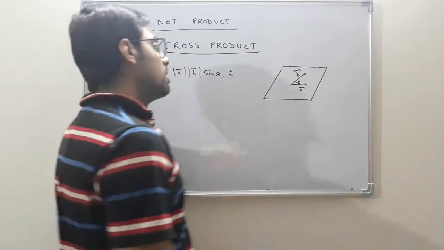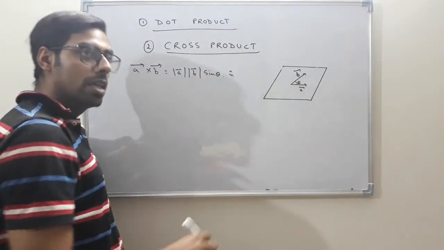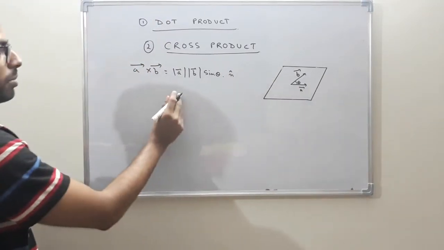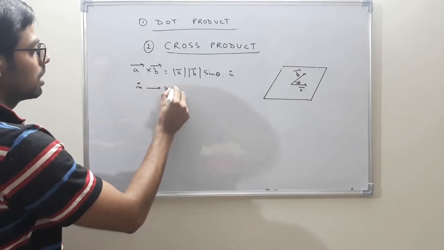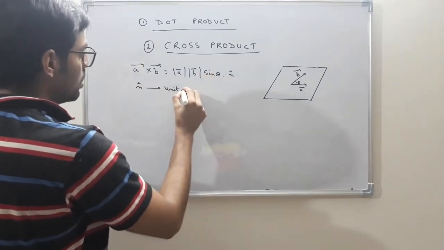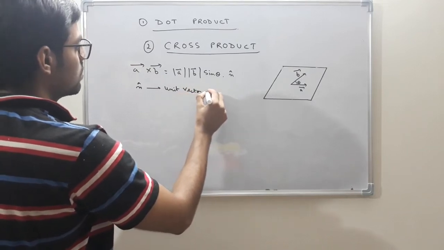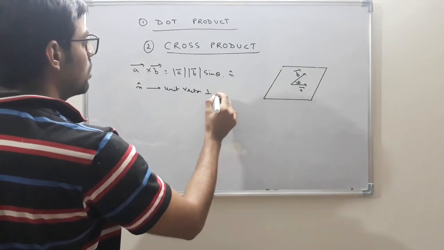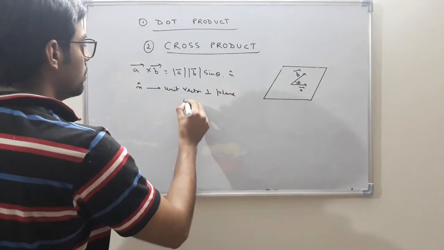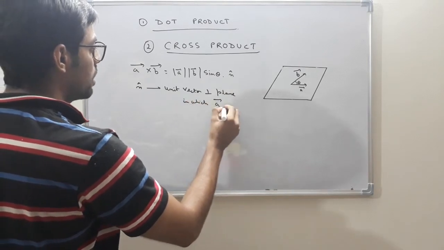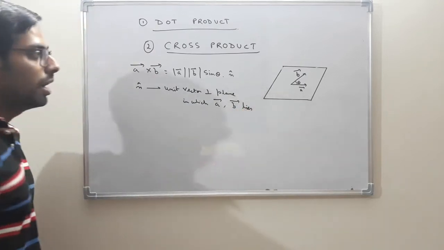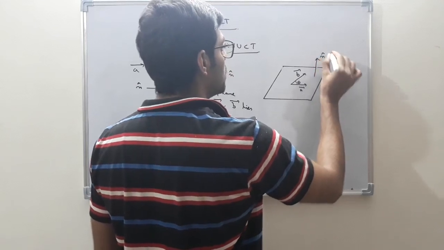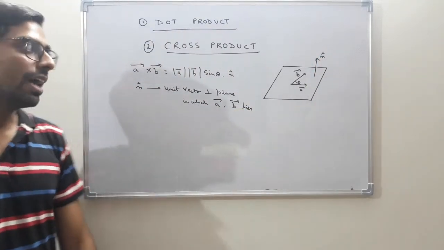What is this n hat? This n hat is the unit vector perpendicular to the plane in which A and B lie. Remember I have told you about unit vector. So here A vector and B vector lie in this plane, therefore what will be n hat? The direction of n hat will be in this direction, perpendicular to the plane in which A and B lie.